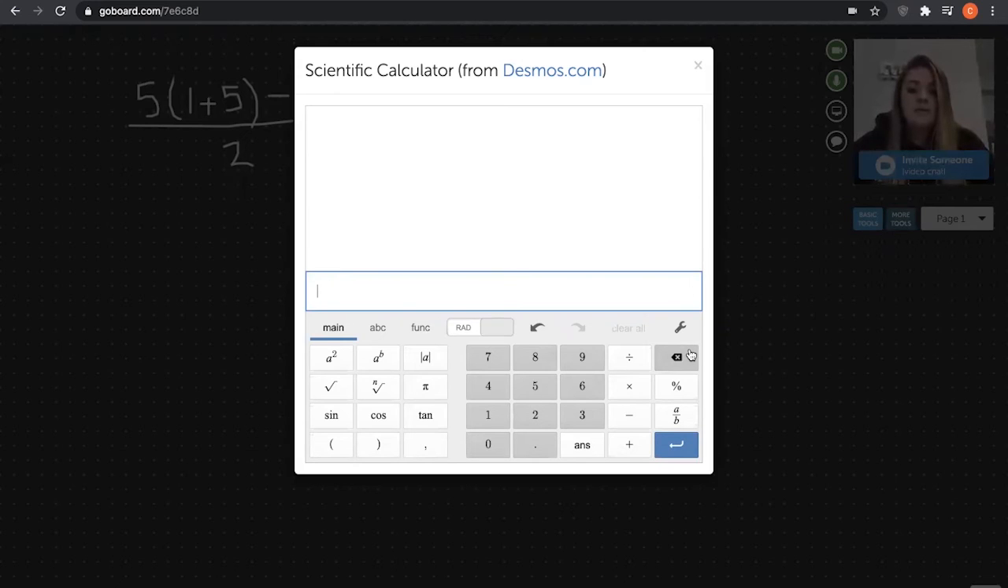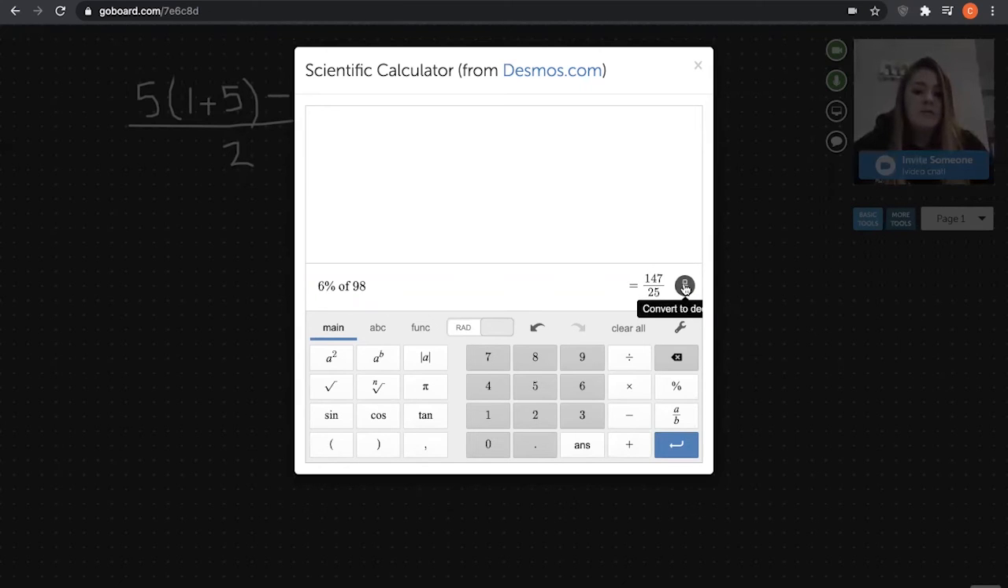Another cool thing about this calculator is if you need a percentage, say one of your problems says what's 6% of 98. You click the 6 and then you do percent, and it automatically says percent of, and then you can add your 98, and then it'll give you a number in decimal, but also in GoBoard, you're able to convert this to a fraction. If you needed it in a fraction, you can convert it back and forth between the two, which is pretty interesting.